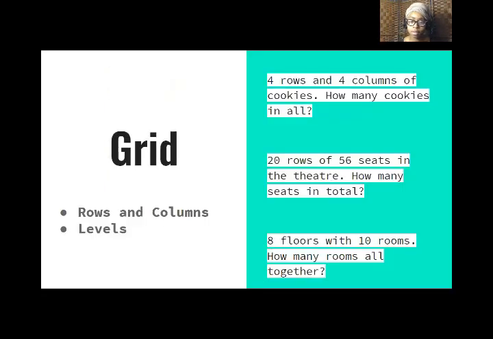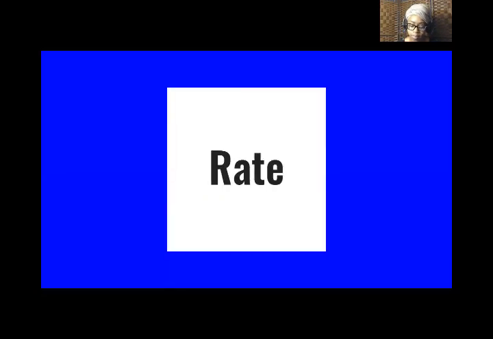20 rows of 56 seats in the theater. How many seats in total? So that's something that we will multiply, 20 by 56. 8 floors with 10 rooms. How many rooms altogether? Okay, so there are 8 floors and they have 10 rooms on each floor. So that is something that we would multiply, 8 times 10, and that is an example of levels. All right, let's talk about rate.